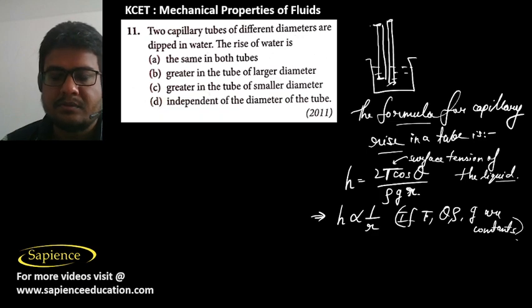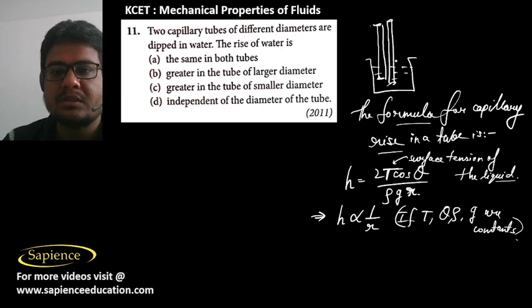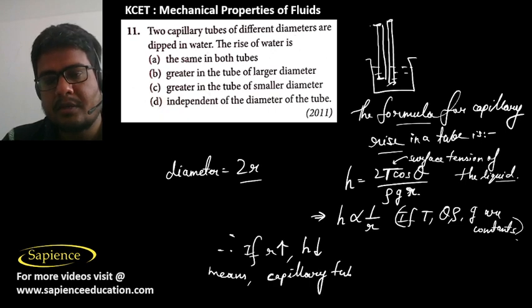Rho is density. h is the height to which the liquid will rise in the tube. So if the radius is greater, then the capillary rise will be lesser. It means that the capillary tube which has lesser radius or lesser diameter, we know that the diameter of the tube is equal to twice the radius, 2r.